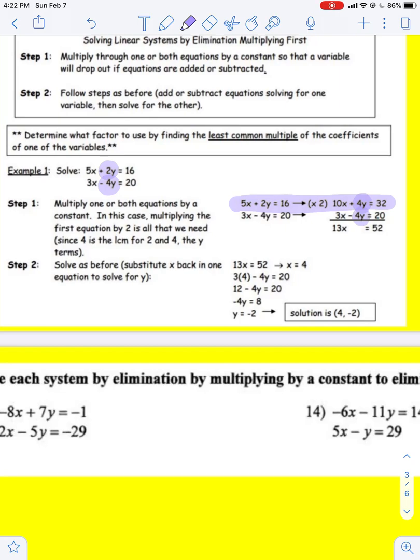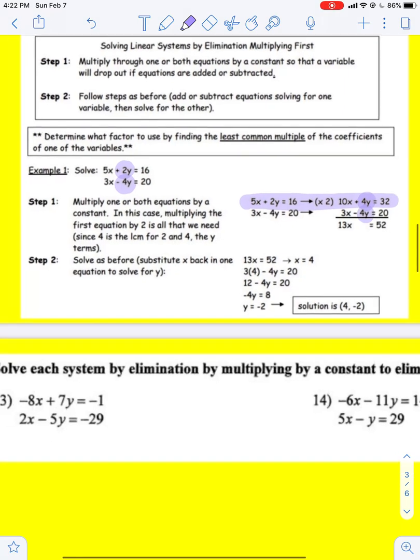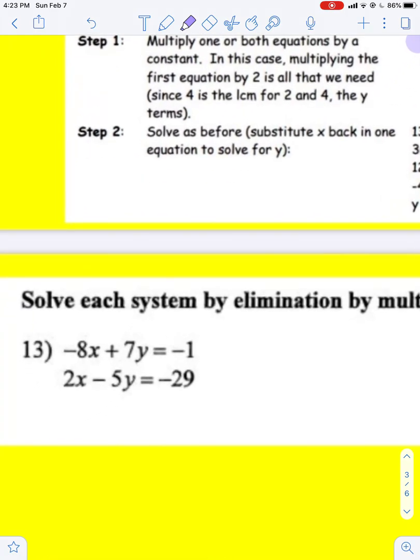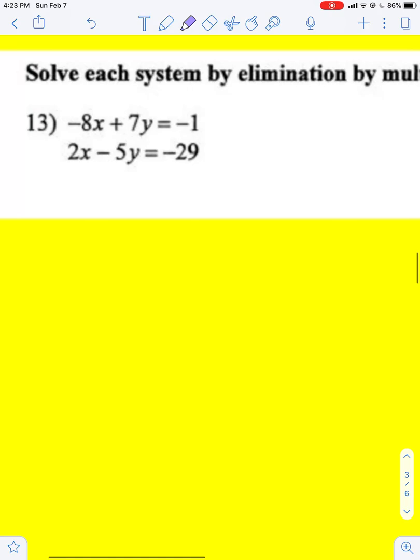So sometimes you have to multiply the equation to get the same number. And we're going to practice that down here. Once you see me do one, I think it's going to make more sense. Looking at number 13, I have negative 8x plus 7y is equal to negative 1, and I have 2x minus 5y is equal to negative 29. There's nothing super friendly that I can multiply 5 and 7 by to get each other. But if we look right here, there is something that I can multiply 2x by to get 8x, and that's 4. So I'm going to multiply the entire thing times 4.